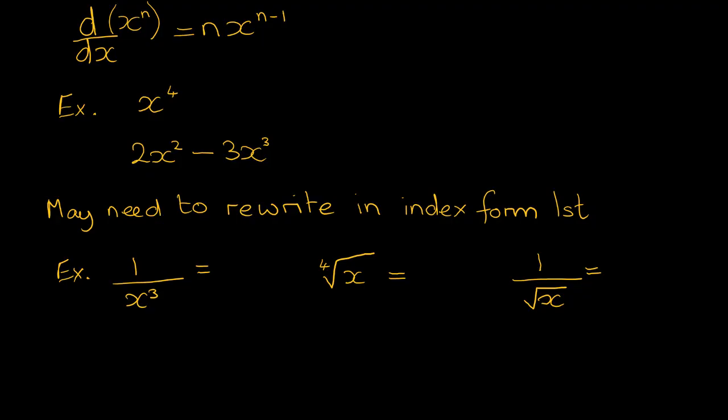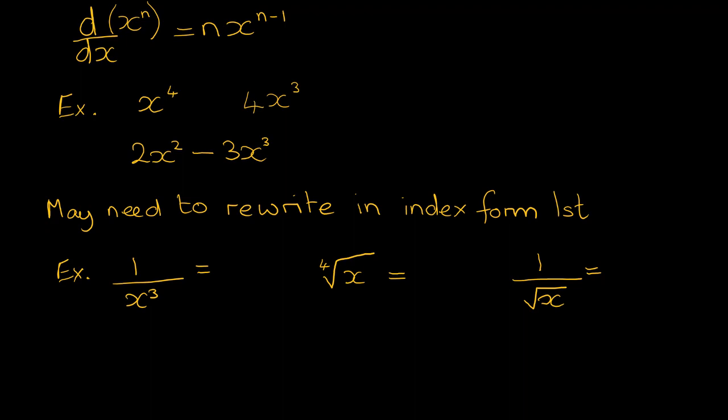This is the basic formula for differentiating a power of x. So what you do is you multiply by the power and you knock the power down one. So for example, if you start with x to the power of 4, to differentiate it, you will multiply by 4 and you will reduce the power to 3.